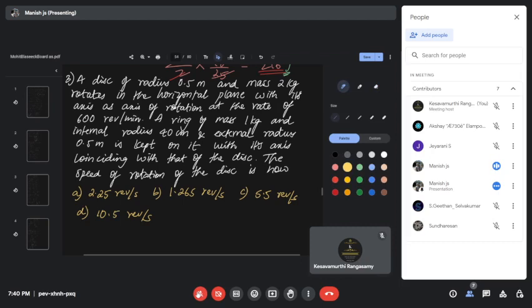So you'll have to find out what is the speed of rotation of the disk when you have a ring that is going to be placed above it and it's perfectly coinciding with it. Then what happens to the new speed? What would be the new speed? That's the question.